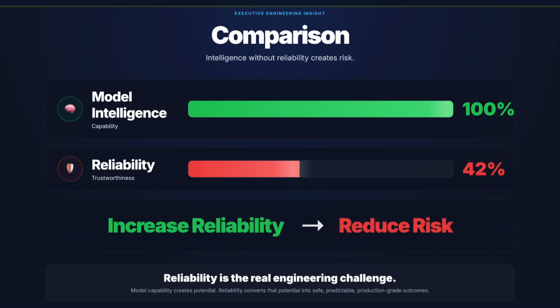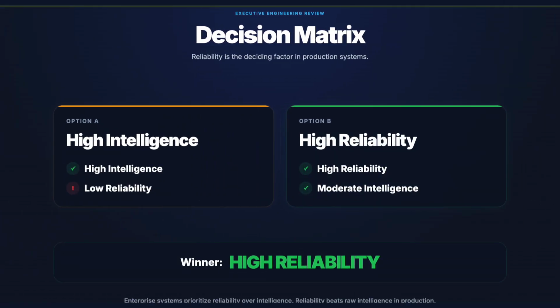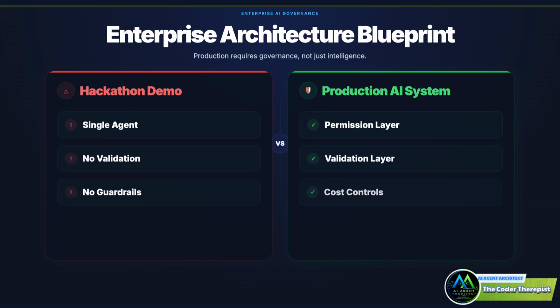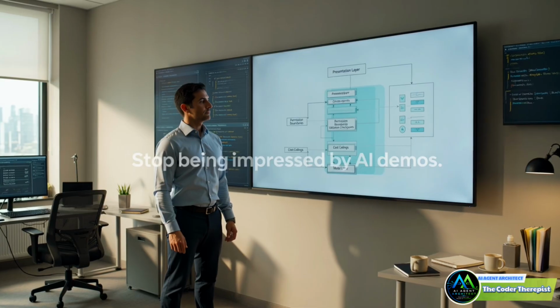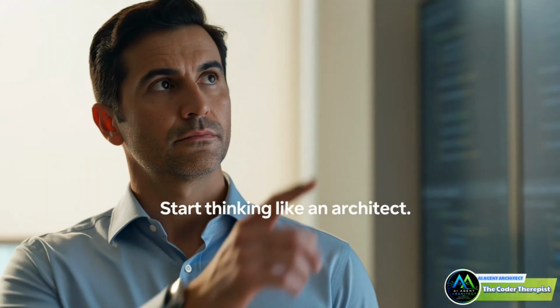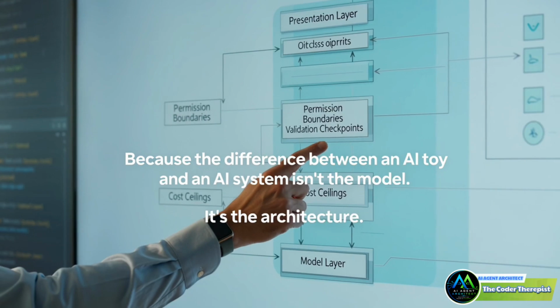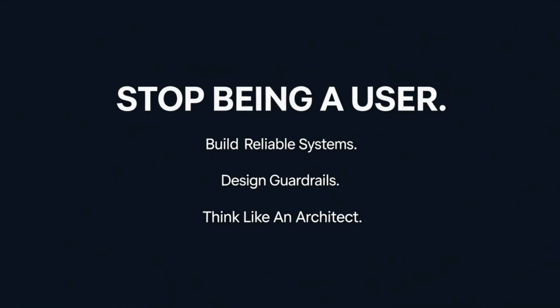The companies winning with AI aren't building the smartest agents. They're building the most reliable systems. Because in production, reliability beats intelligence every single time. Stop being impressed by AI demos. Start thinking like an architect. Because the difference between an AI toy and an AI system isn't the model, it's the architecture. Stop being a user, become an architect.